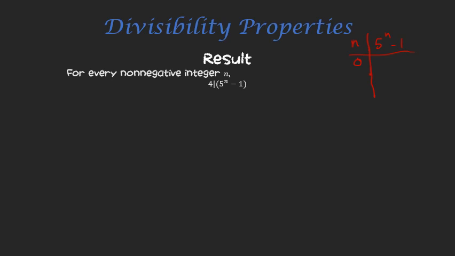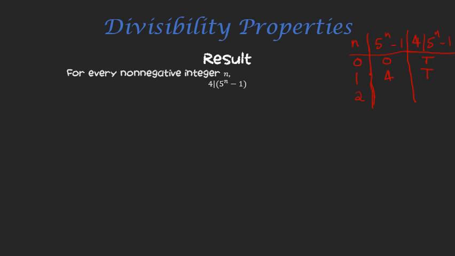5 to the 0 is 1, minus 1 is 0. And 4 does divide 0, right? So that would be true in this case. So let me write here "4 divides 5 to the n minus 1" as a statement. And this would be true. That's the value of that statement there. So if n is 1, 5 to the n minus 1 would be 4. And 4 divides 4, right? True.